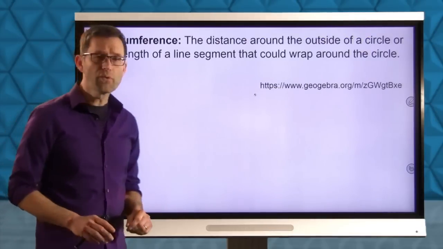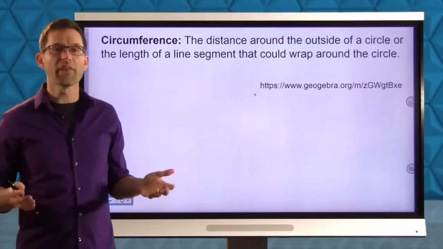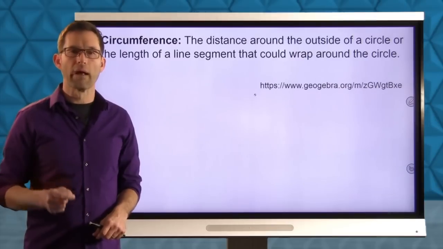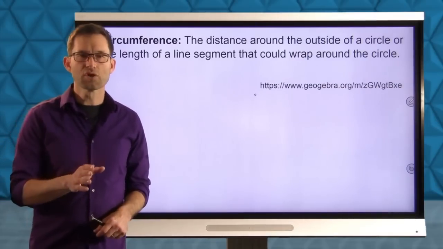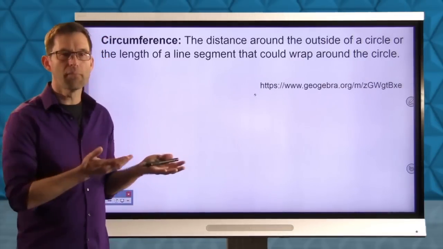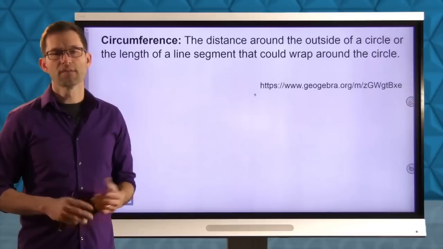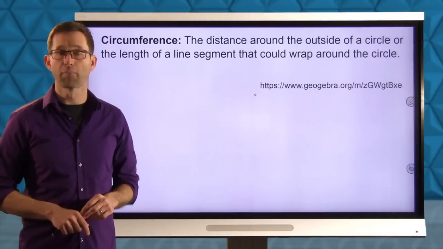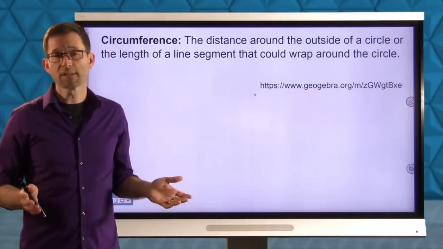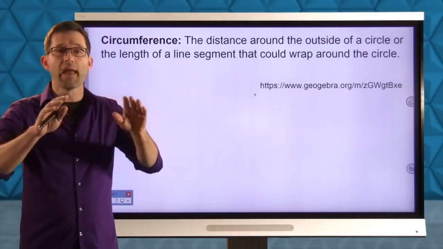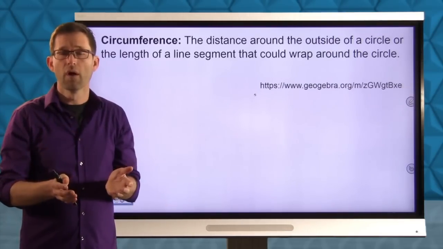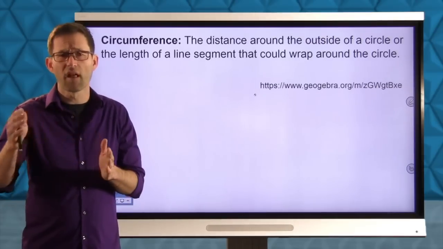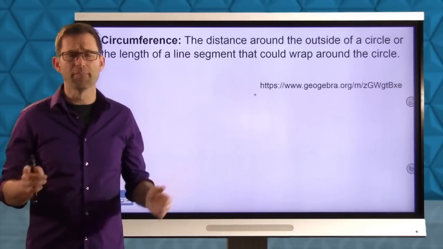The circumference is simply the distance around the outside of a circle, or the length of a line segment that could wrap around the circle. Now, I've always been a little bit bothered by the term circumference. To me, there is literally no difference between circumference and perimeter, except possibly that circumference is a bent length, if you will, versus perimeter, which is typically reserved for the sum of straight line lengths. But they're really the same.